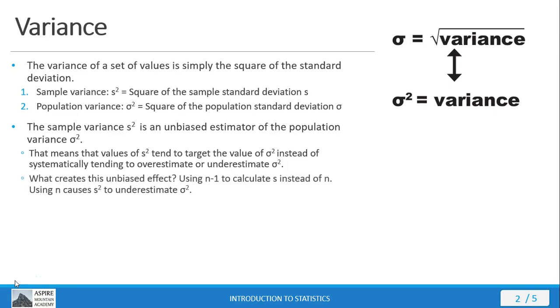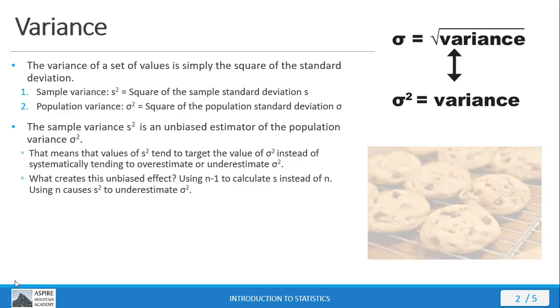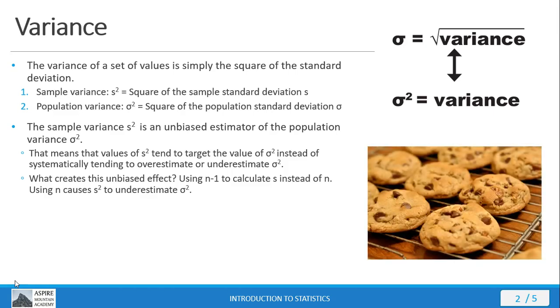Now, what is it that creates this unbiased effect in the variance? Well, it's because when we're calculating the sample variance, we're using n minus 1 on the bottom of our fraction instead of just n. If we use the full sample size instead of one less than the sample size, we end up underestimating our population variance. Again, we'll get into all this later in the course. For right now, I just want you to focus on the relationship between the variance and the standard deviation.